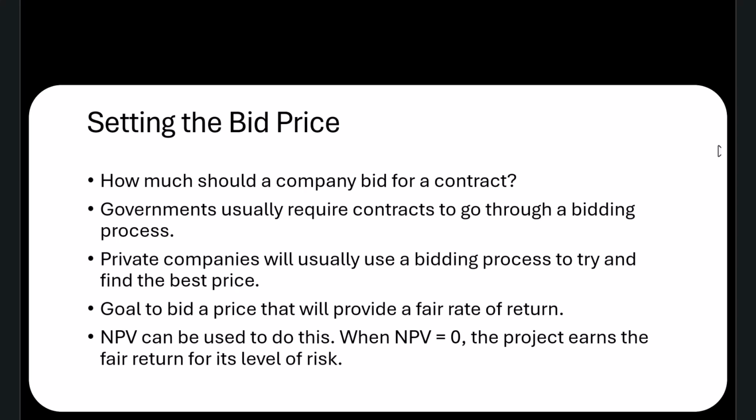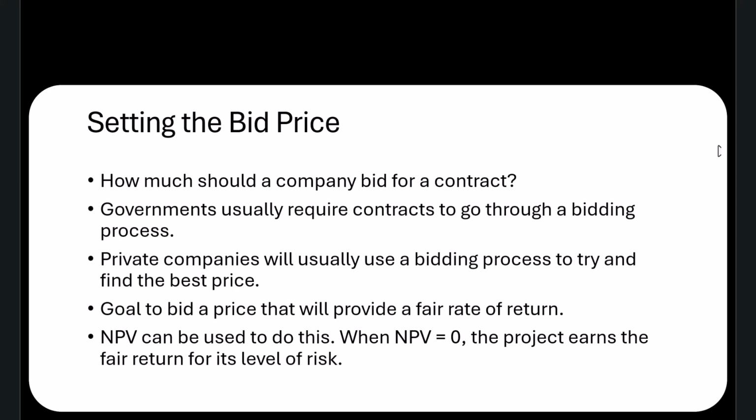I want to show you how to set the bid price. So the question is, how much should a company bid for a contract? Governments usually require contracts to go through a bidding process. Private companies will usually use a bidding process to try and find the best price for the services they want.